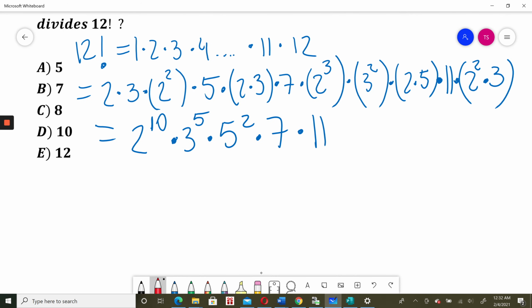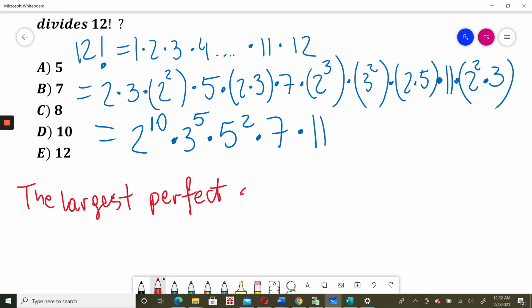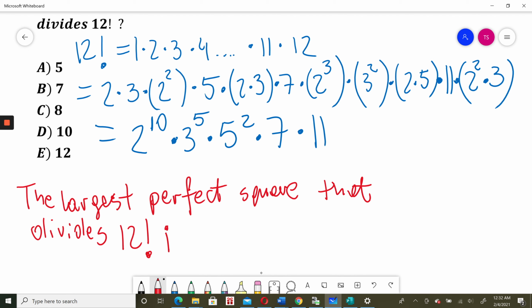Now, the largest perfect square that divides 12 factorial is, now, perfect square. So I will take 2 to power of 10. I have 3 to power of 5, but this needs to be a perfect square. So I will just take 3 to power of 4. And I can also take 5 squared. The largest perfect square will be this number.